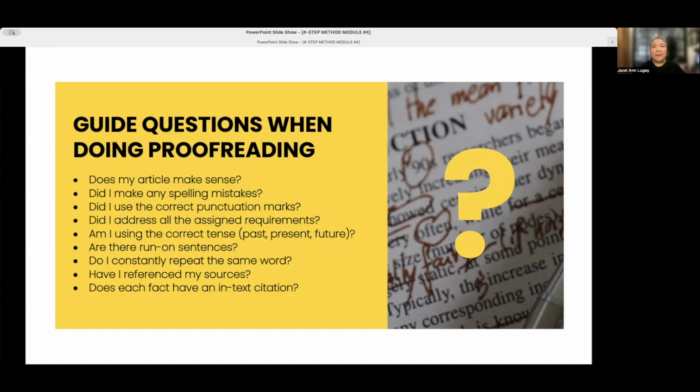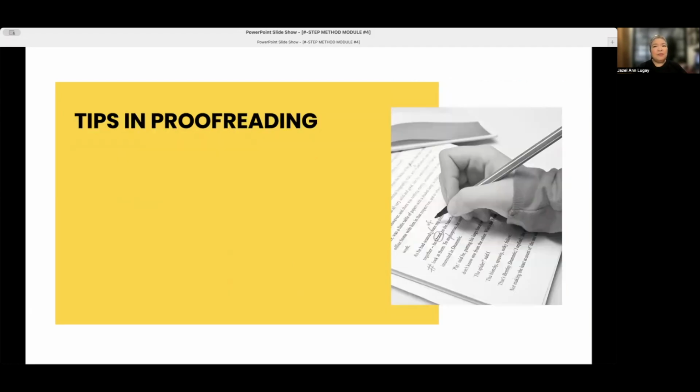Did I make any spelling mistakes? Did I use the correct punctuation marks? Did I address all the assigned requirements? Am I using the correct tense? Are there run-on sentences? Do I constantly repeat the same word? Have I referenced my sources? Does each fact have an in-text citation? Here are some tips in proofreading.